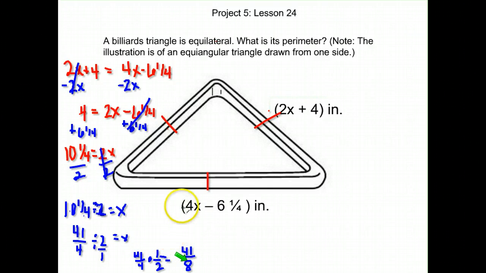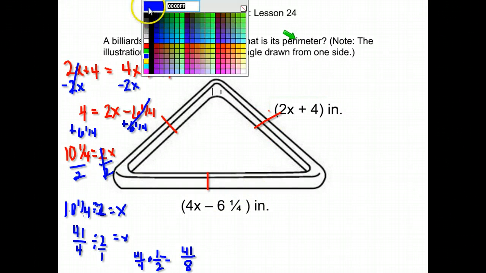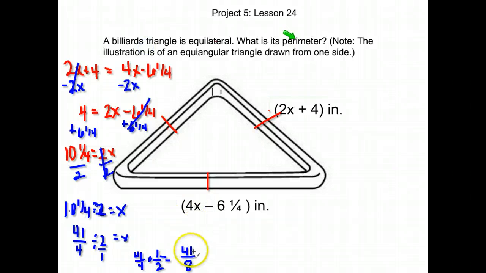We're not done, however, because our job was to find the perimeter. We needed to find x so that we could substitute it back into either of these to find the length of one side. Once we have the length of a side, we'll have it really easy. We'll just have to add the sides together to get the perimeter. So step 1 is done. We know that the measure of x is 41/8. So next job is to replace that x in our measure with 41/8.